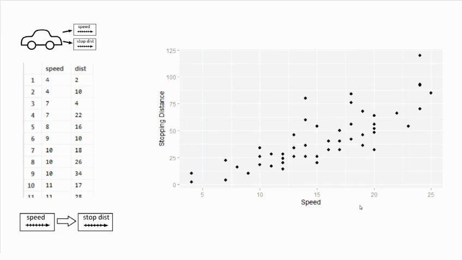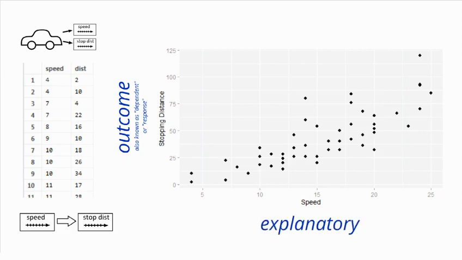Now, the way I've drawn this graph, the variable on the y-axis, on the up axis, is called the outcome. That's what I normally call that variable. And it's in my little arrow diagram. The speed causes the stopping distance to change. So it's the outcome, also known as a dependent variable or a response variable. And this one is called an explanatory variable, also known as an independent variable.